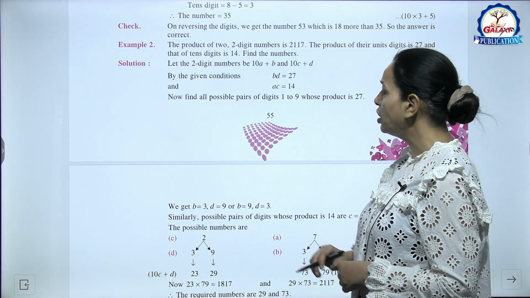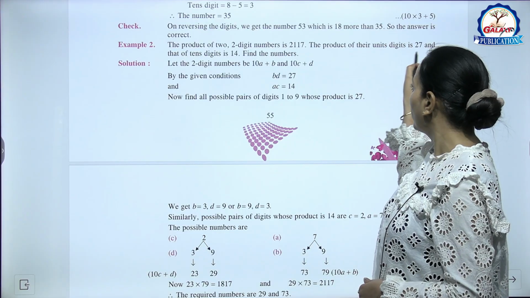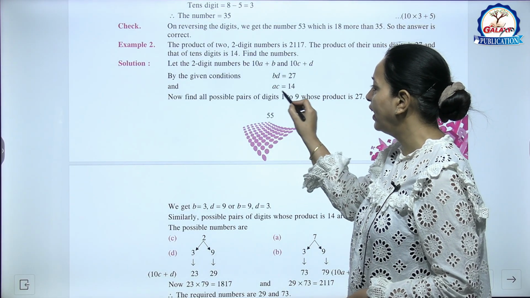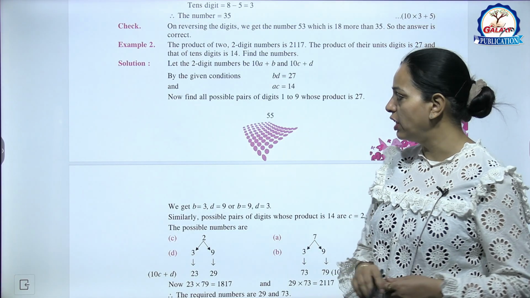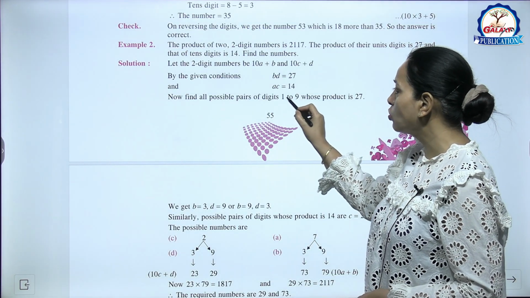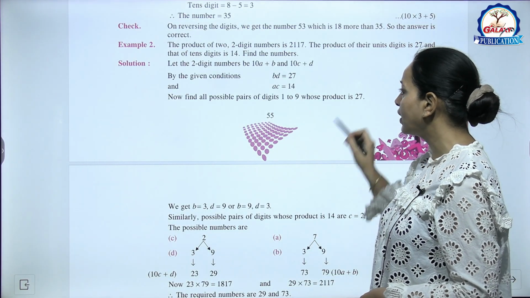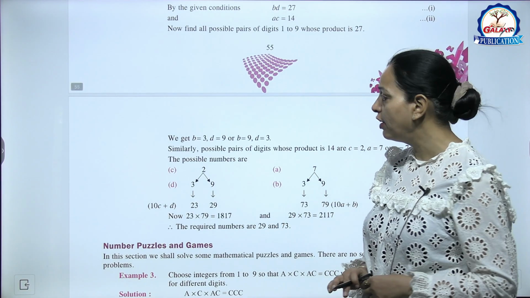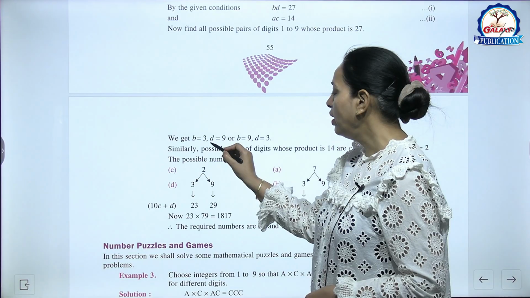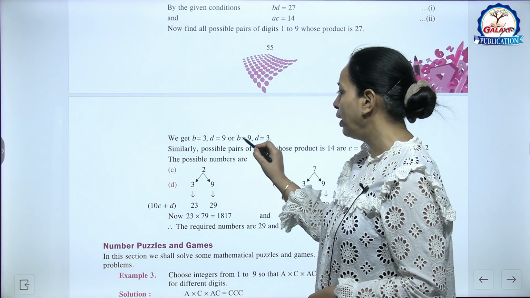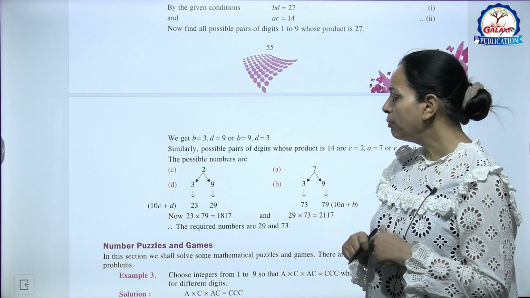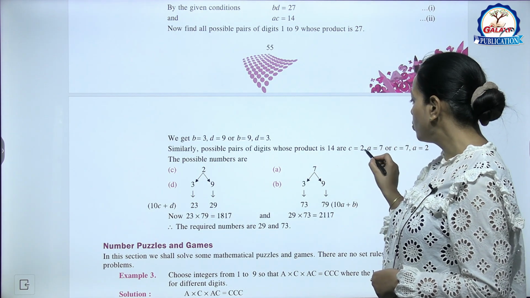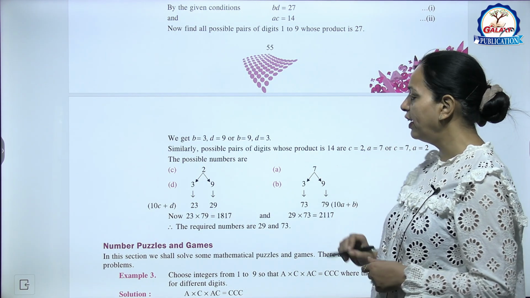Now according to the condition, unit digits का जो product है that is 27. So b into d is 27 and a into c equals 14. Now find all possible pairs of digits from 1 to 9 whose product is 27. So we know 3 nines are 27, so we can take b as 3 and d as 9, or b as 9 and d as 3. Similarly, the possible pairs of digits whose product is 14 are c is 2 and a is 7, or c is 7 and a is 2.